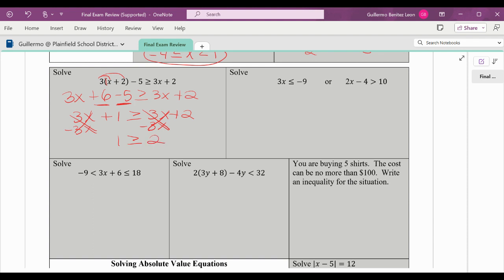This reads as 1 is greater than or equal to 2. Well, 1 is not equal to 2, and 1 is not greater than 2. So this is actually a false statement, which means no solution. You could have special cases with inequalities too.